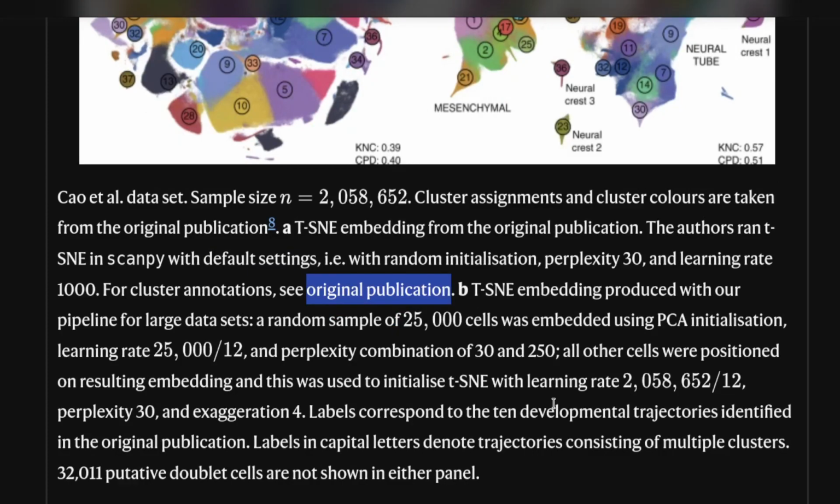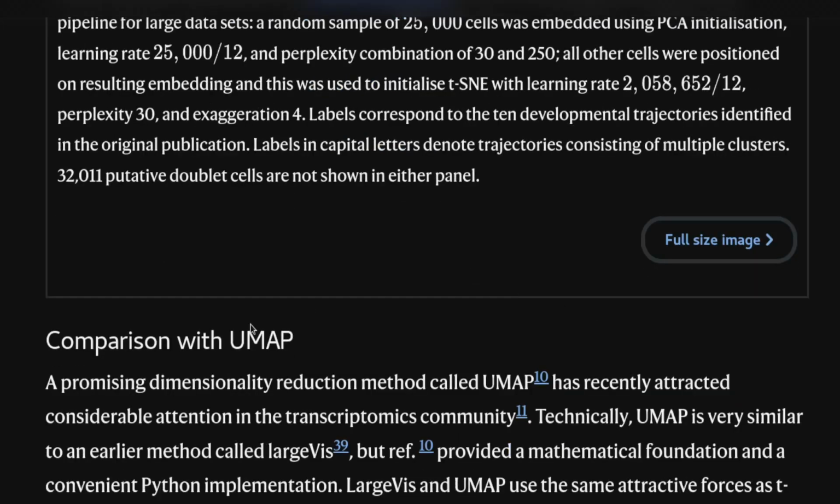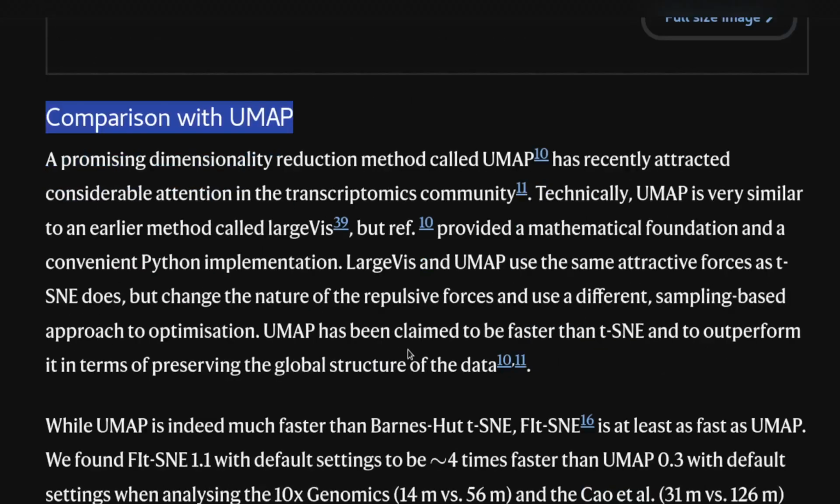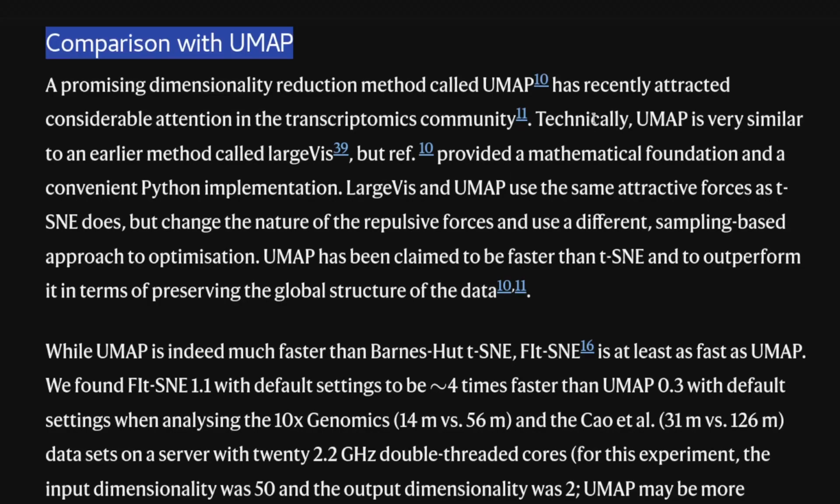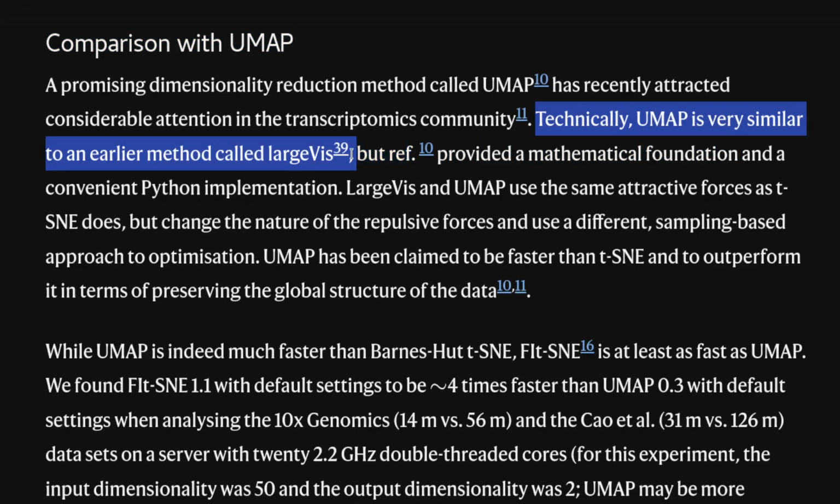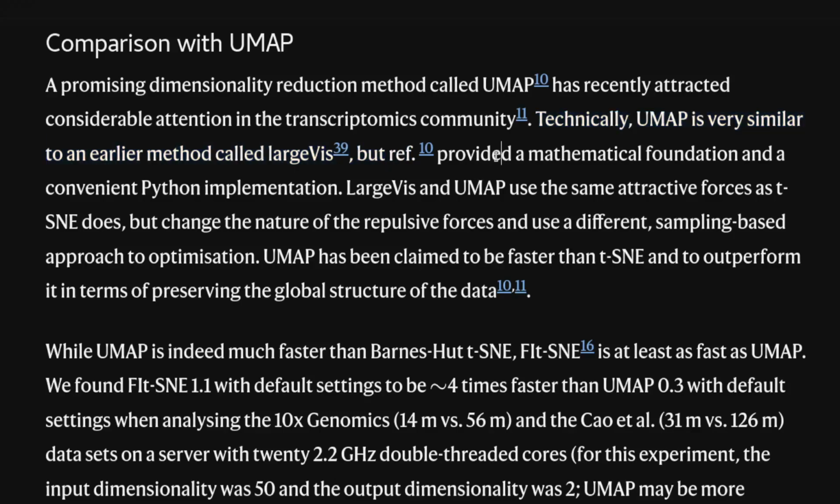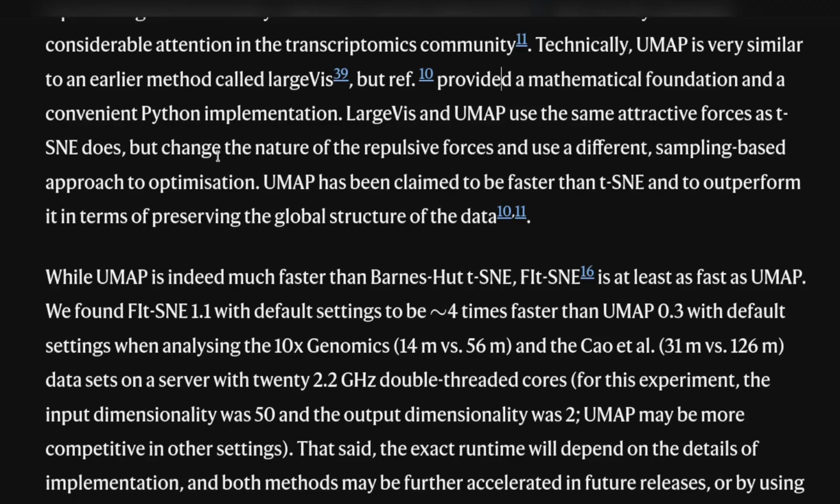Full-size image. Comparison with UMAP. A promising dimensionality reduction method called UMAP has recently attracted considerable attention in the transcriptomics community. Technically, UMAP is very similar to an earlier method called LargeVis, but Ref. 10 provided a mathematical foundation and a convenient Python implementation. LargeVis and UMAP use the same attractive forces as t-SNE does, but change the nature of the repulsive forces and use a different sampling-based approach to optimization.